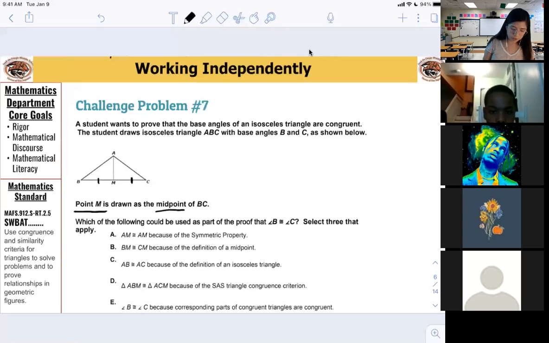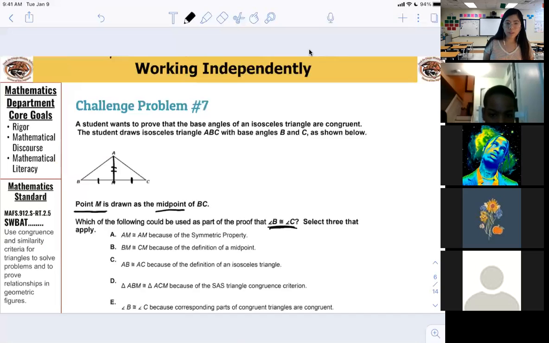Okay, so I know that. And okay, so what am I trying to prove? I'm trying to prove that angle B is congruent to angle C. That's what I'm trying to prove, but I need to get there one way or another. Okay. AM is reflexive, that's true. So I know a couple of things. Let's look at the answer choices and see what we can use and what we can throw out.